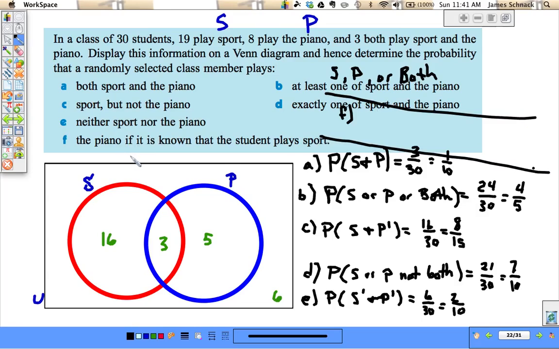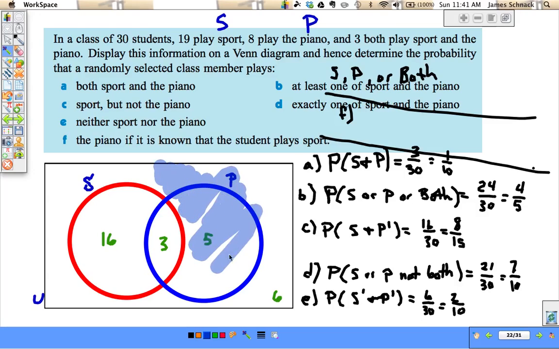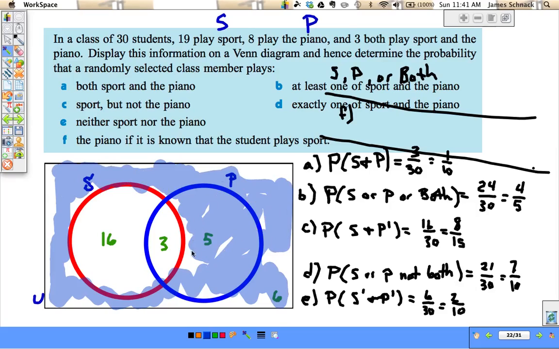And last but not least, part F. The piano, if it's known that the student plays sports. So this one gets a little bit trickier. So we know that they play sports, which means everything not in the sports circle is irrelevant. So how many total people are we looking at now? We're only looking at the sports circle. It's known that they play sports. What that means is that our probability is no longer out of 30, but it's out of 19. And how many play piano that play sports? 3 out of those 19.